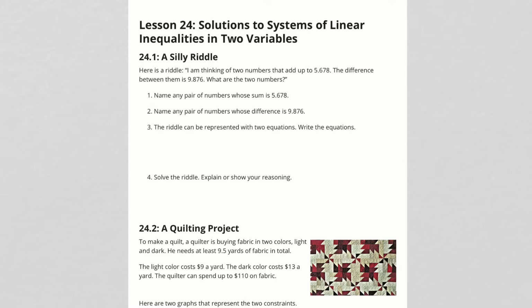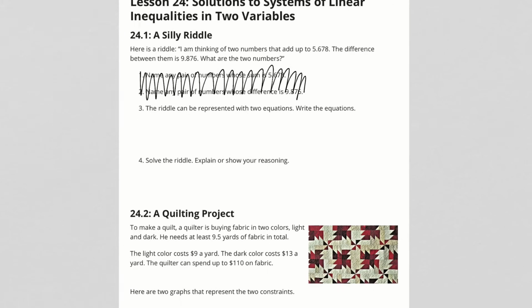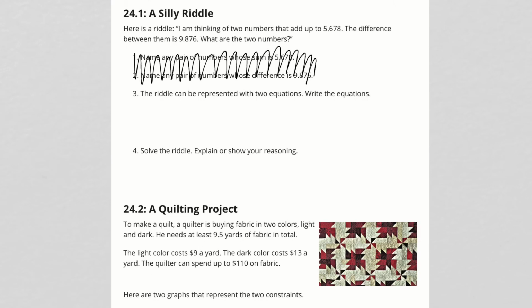So, I'm actually going to take out 1 and 2 because I want you guys to look at this like a system. So the riddle can be represented with two equations. So if we have two numbers, I'm going to say x is number 1 and y is number 2.